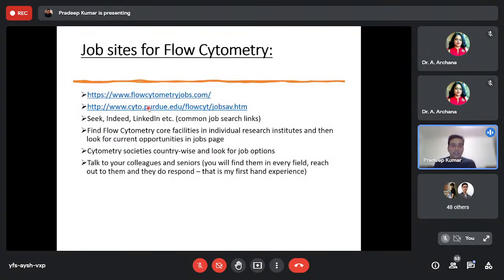Sometimes they need really experienced people who basically have a PhD and a lot of research experience, and they want to employ their expertise in research. So they have a flow cytometry scientist position. Okay. And there are different cytometry societies as well, country-wise, and you can look for job options on different pages. Talk to your colleagues and seniors.